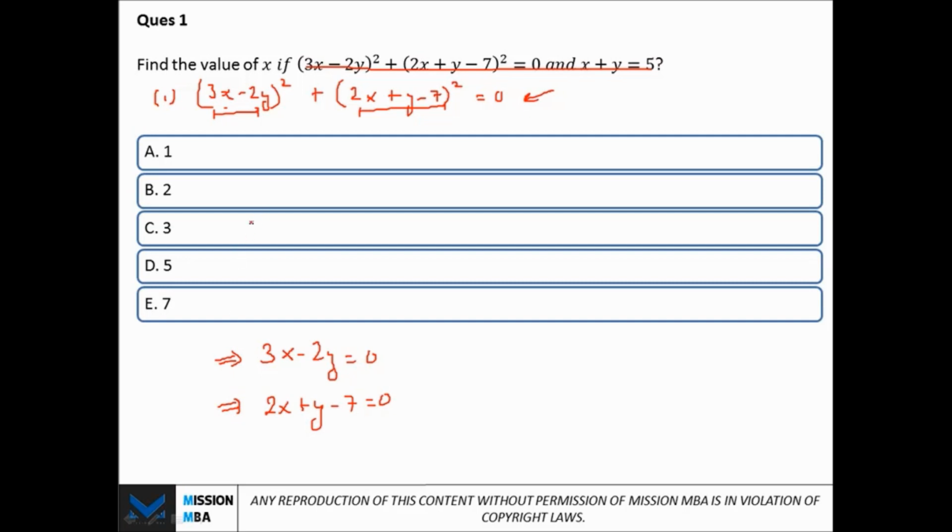Alright. So never make the mistake of saying, "Okay, sir, I had one equation and two variables, so it was insufficient." No, it was sufficient. There were two equations hidden in just one equation. I hope you have got the trap. If not, just rewind the video and watch it again. I'm sure you will get it.